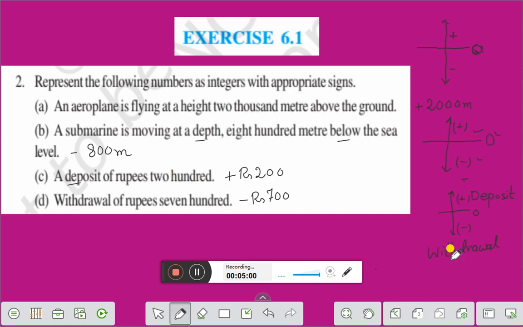A deposit of rupees 200. If we say that 0 is the balance, if we deposit any money, then it will be plus, and if we withdraw any money, it will be minus. Therefore, deposit of rupees 200 is plus 200 rupees, and withdrawal of rupees 700 means minus rupees 700. This is the solution of question number 2, exercise 6.1.